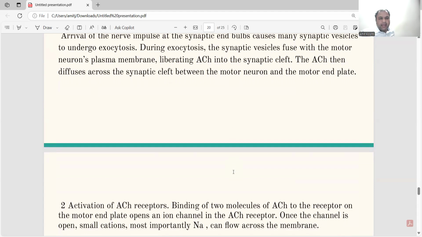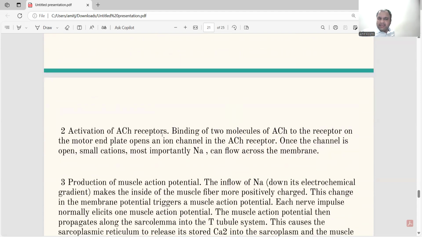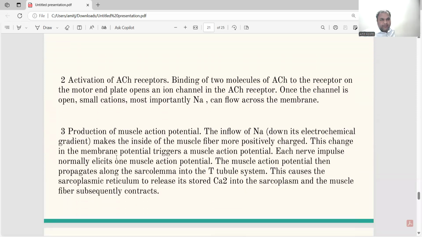Now the second step, activation of ACh receptors. Binding of two molecules of ACh to the receptor on the motor end plate. So two molecules of ACh bind to one single receptor, and that reaction causes the ion channel that remained closed to open for the sodium ion. Once the channel is open, small cations, most importantly sodium, can flow across the membrane. Now, clear?